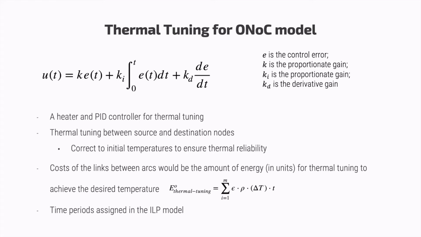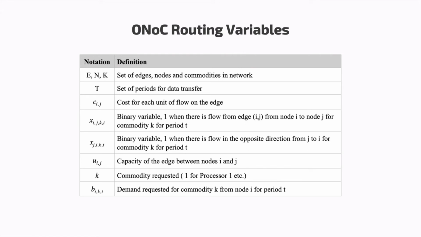Since a request is related to the need for inter-processor communication, different time periods are also assigned in the ILP model. Here are the variables used in the model for optical network on-chip routing. There's a set of edges, nodes, and commodities in the network, and a set of periods for data transfer. Costs are assigned for each unit of flow on the edge, and a binary variable indicates if there is a flow on an edge from node to node in a certain time period. The capacity for edges between nodes is also indicated. The commodity number is allocated arbitrarily, indicating 1 for processor 1, 2 for processor 2, and so on.